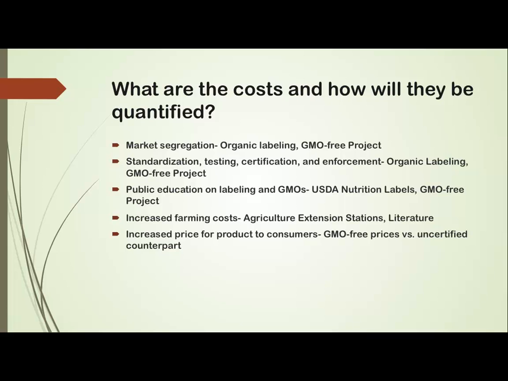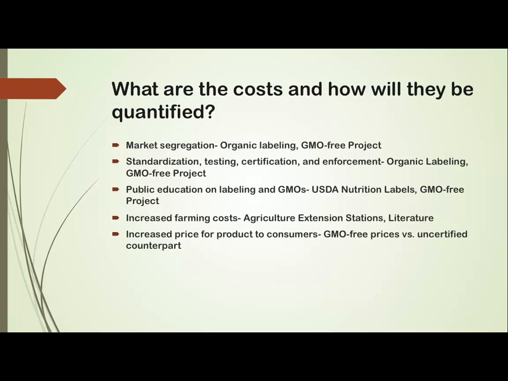Successful labeling policies go hand in hand with public education when new labeling policies are implemented. The costs of public education for a new labeling policy are comparable to those like the USDA's nutritional label and the organic label, and so we could get numbers from them to determine how much it would cost to do a GMO label.